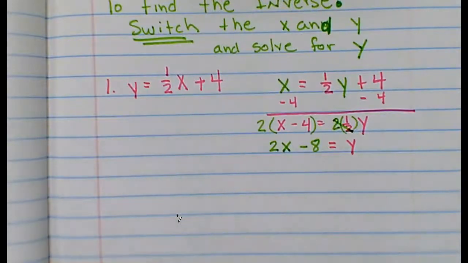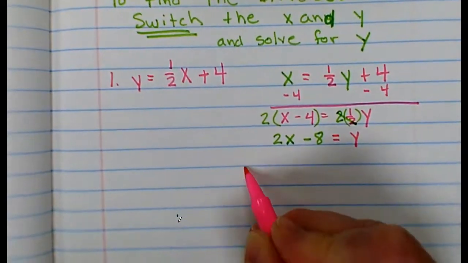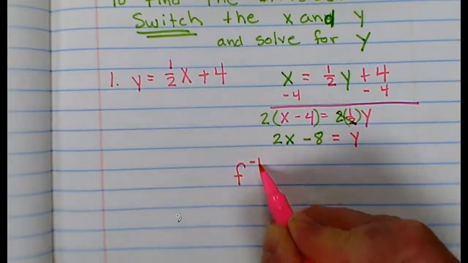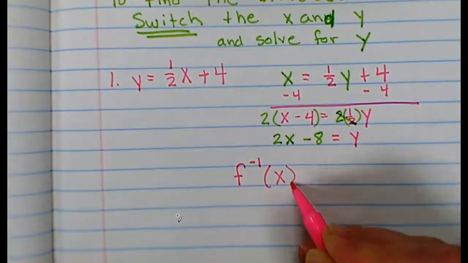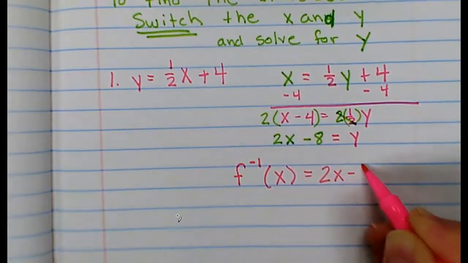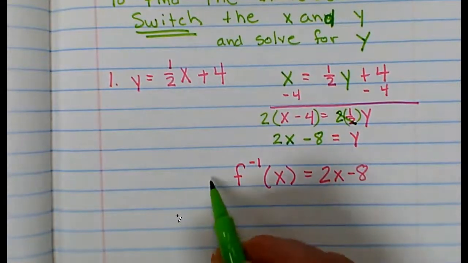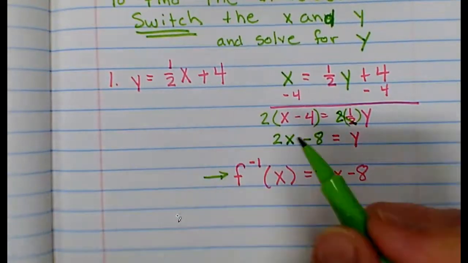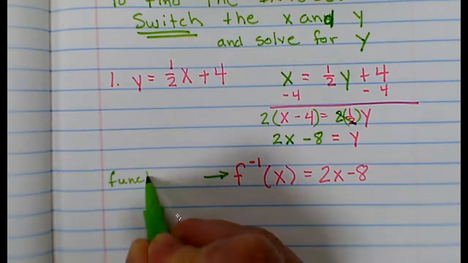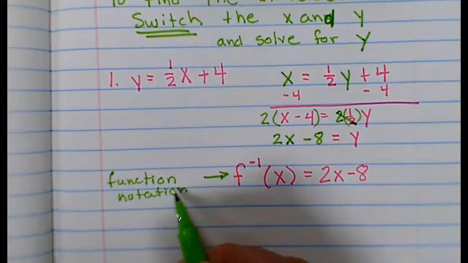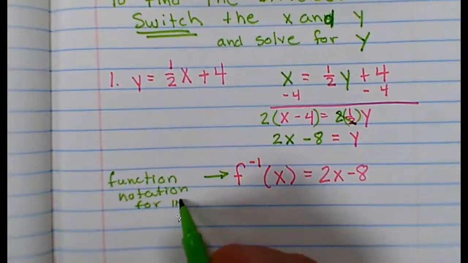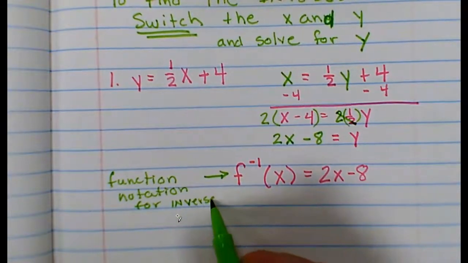The inverse is the opposite. It's the opposite equation. And the function notation that we use to represent an inverse is f with a little -1. This is function notation for an inverse equation.